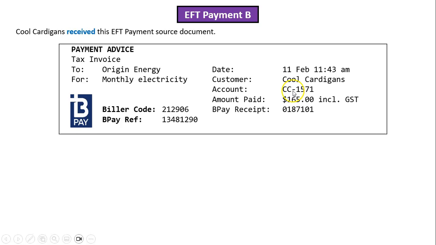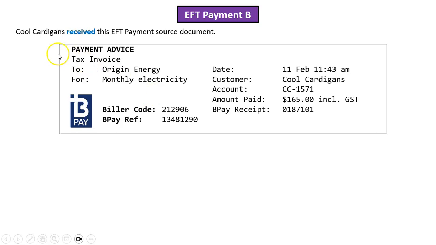Here's the document number. Here it says BPay receipt 0187101. Account number, we probably won't need that. I'll just put that in because in the real world you might see that. But the main thing here is we got an amount, 165 including GST. We've got a receipt number. We've got a biller code and BPay reference. That's a real world thing. We're not really expecting you to know that now, of course, but just to see what it would look like in the real world.